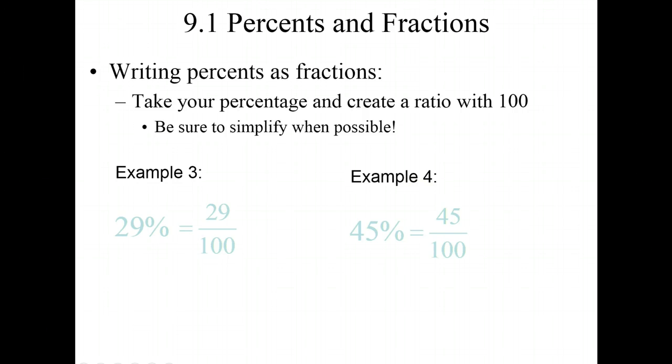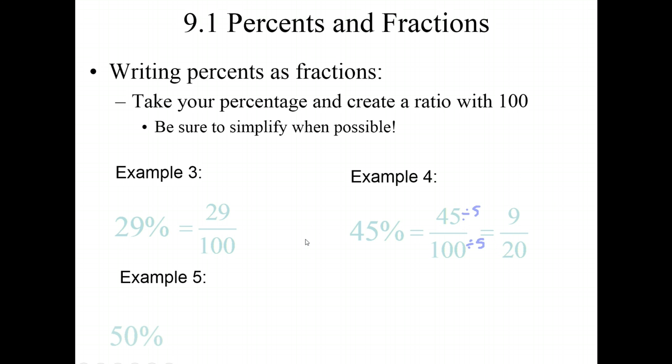Now, if you look at this, I'm going to notice this ends in 5 here, and this ends in 0, which means I can divide this by 5 and this by 5, and I'm going to end up with 9/20. And now I look at this, 9, the only thing that goes into 9 is 3. 20 can't be divided by 3, so therefore this 9/20 is simplified.